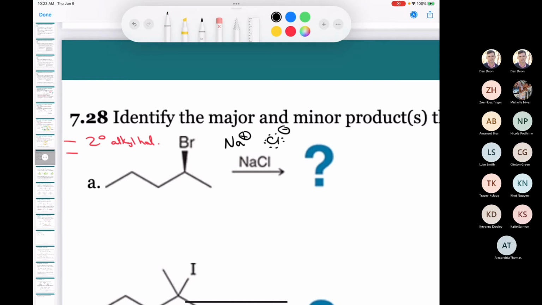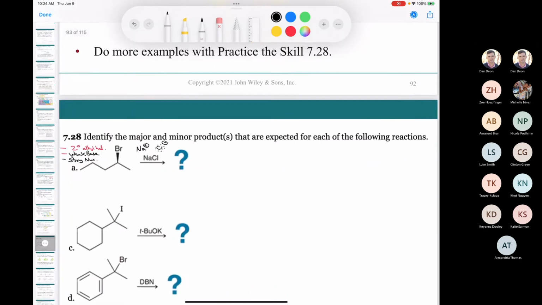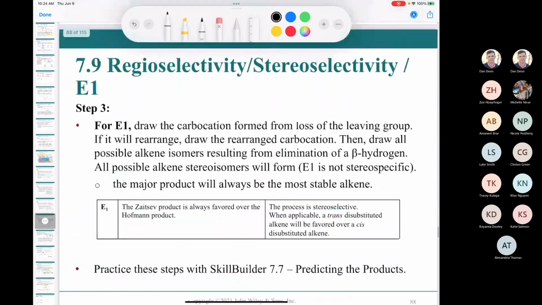So is chloride, what category would that be? Is this a strong base or a weak base? Could anybody tell me? Yes, it's a weak base, absolutely. So we've got a weak base, okay? And would chloride be considered a strong nucleophile or a weak nucleophile? Definitely a strong nucleophile, isn't it? Strong nucleophile.